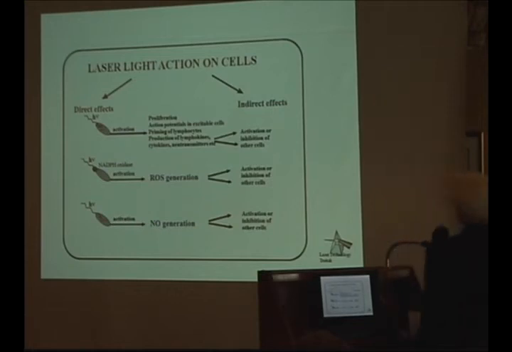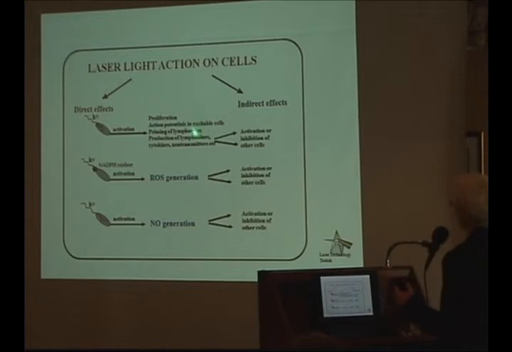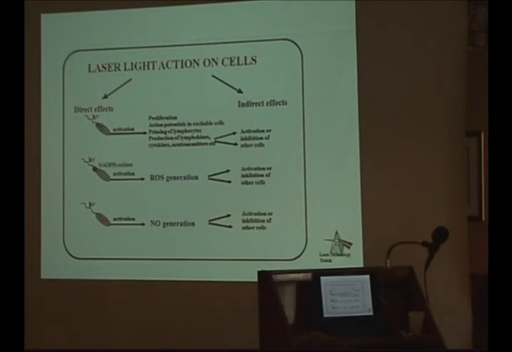So I spoke about direct effects of laser light. I spoke about proliferation, action potential in excitable cells, priming of lymphocytes, production of cytokines and some other things. But all those things are connected with other cells in organisms. When you irradiate a real organism, not only cells, you can get activation or inhibition of other cells, not by direct irradiation, but as a next step.